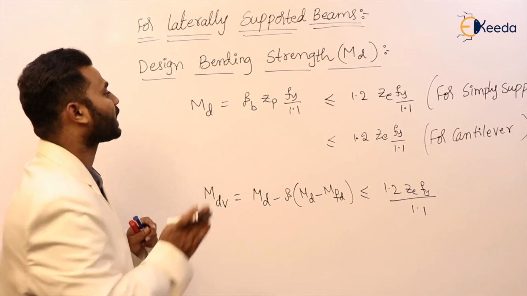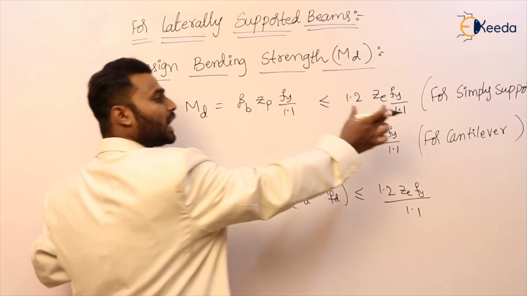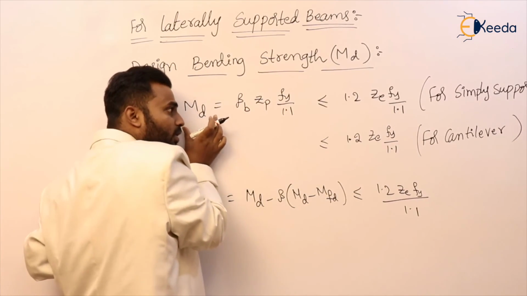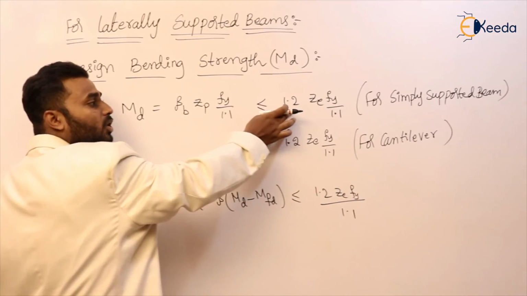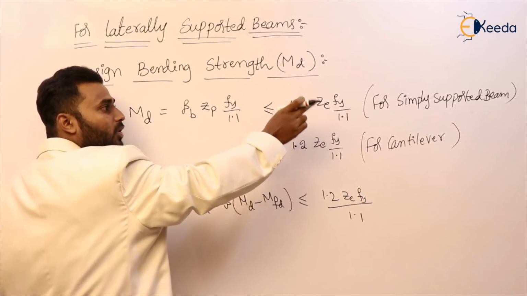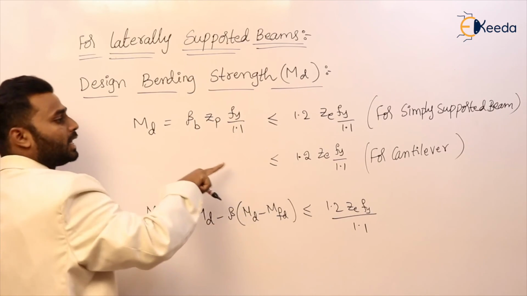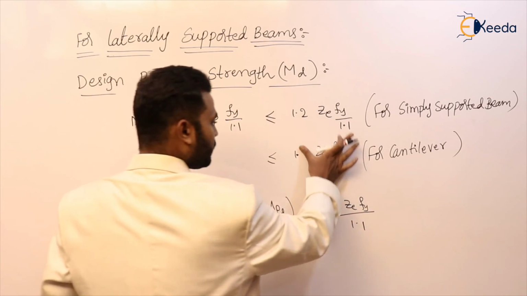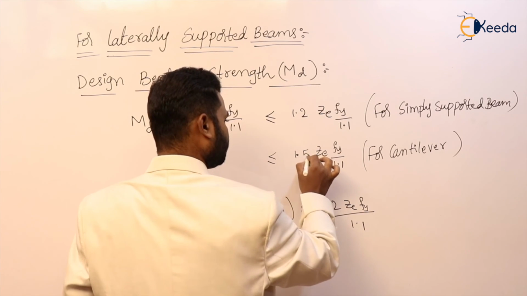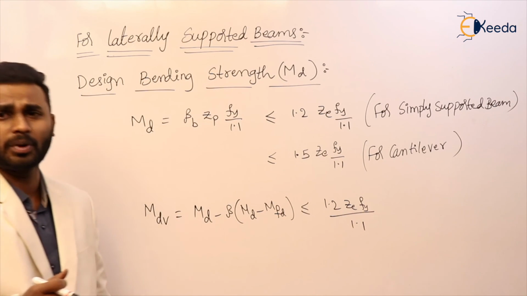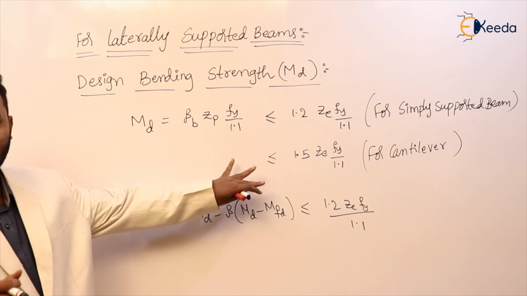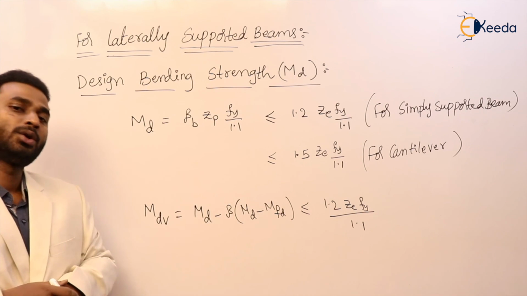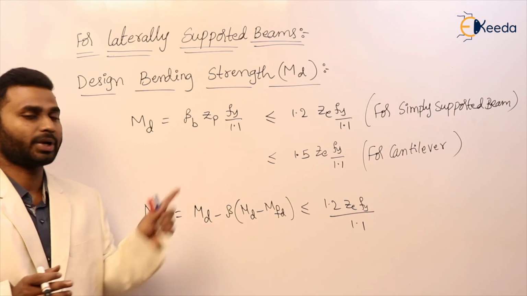It means after calculating this Md, we have to calculate this value also. So this Md value should be less than or equal to 1.2 Ze Fy by 1.1 for simply supported beam, and less than 1.5 Ze Fy by 1.1 for cantilever. So we have to do this check. This is as per IS 800:2007, that is limit state method. So take it down.